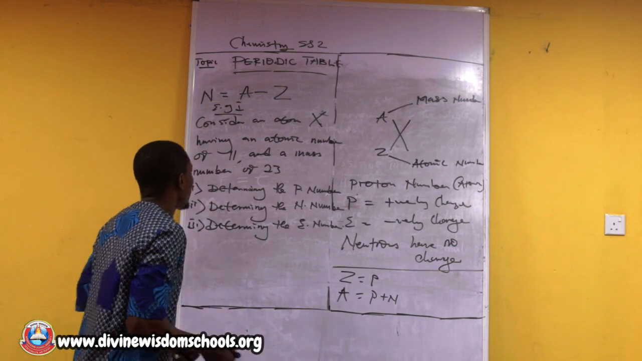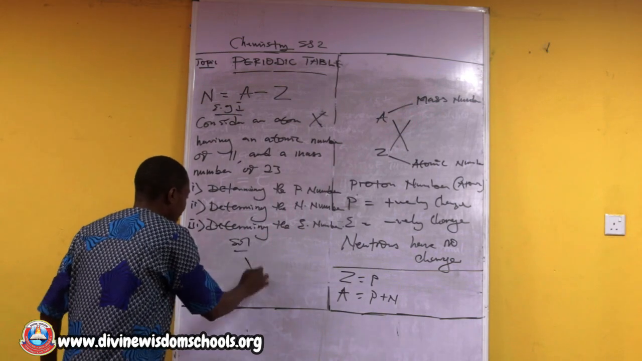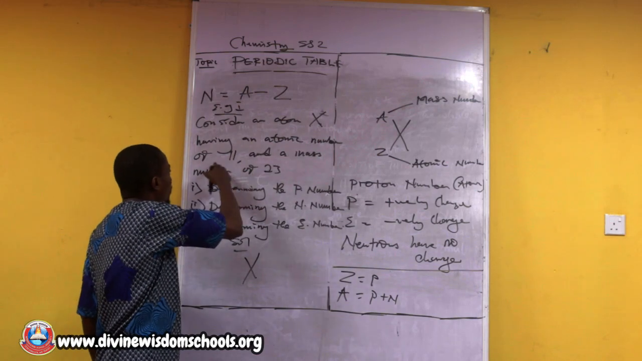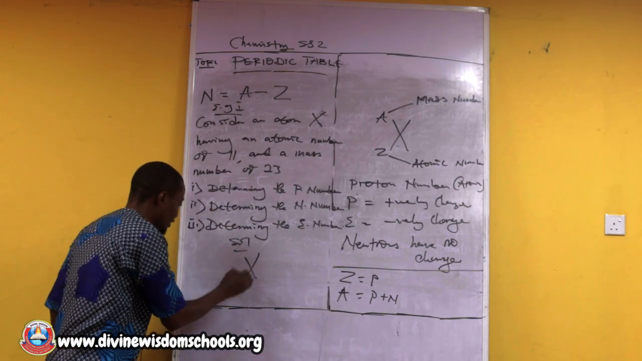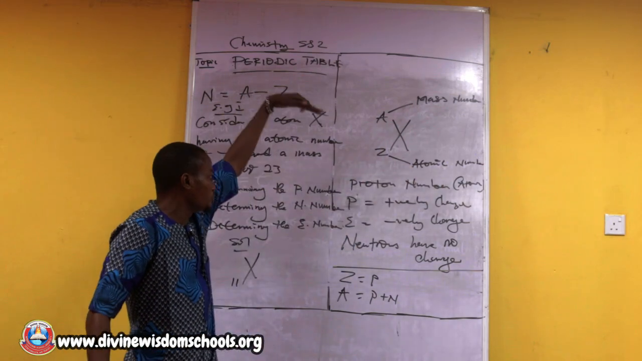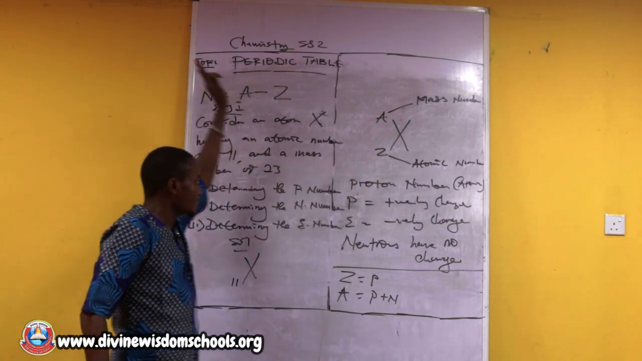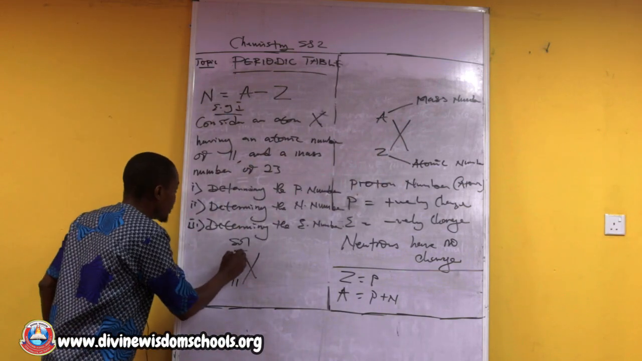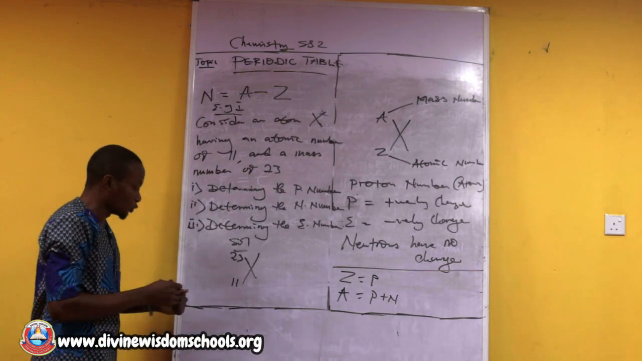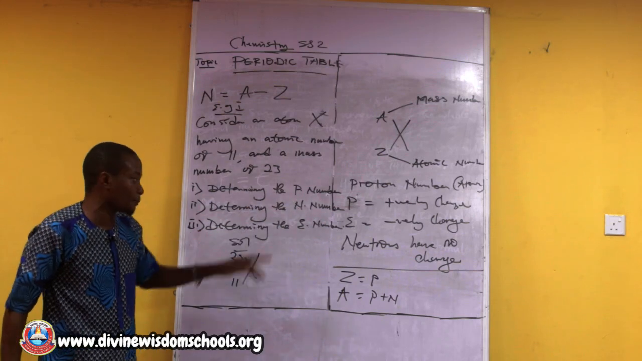All right, so now we can bring out the solution. We have an atom X with an atomic number of 11, so we write 11 here. Remember, the atomic number is the number written at the base of the atom, at the left hand side. So we have the mass number 23. Now they say we should determine the number of protons, that's the proton number.